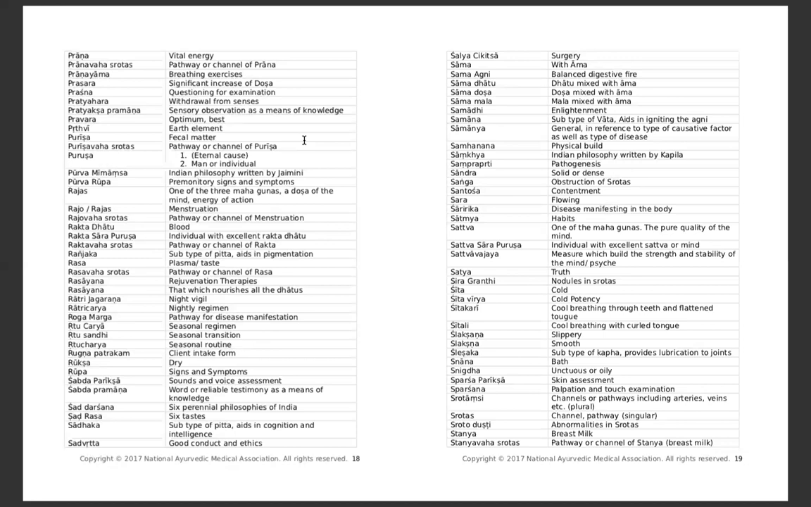Sama, which means with ama, Sama. And then there's Sama Agni, which is balanced Agni. Sama Dhatu, Dhatu mixed with Ama, Sama Dosha, Sama Mala, Samadhi, enlightenment, Samana, another type of Vata, and Samanya. Samanya means general, in general, ordinary, regular, common.